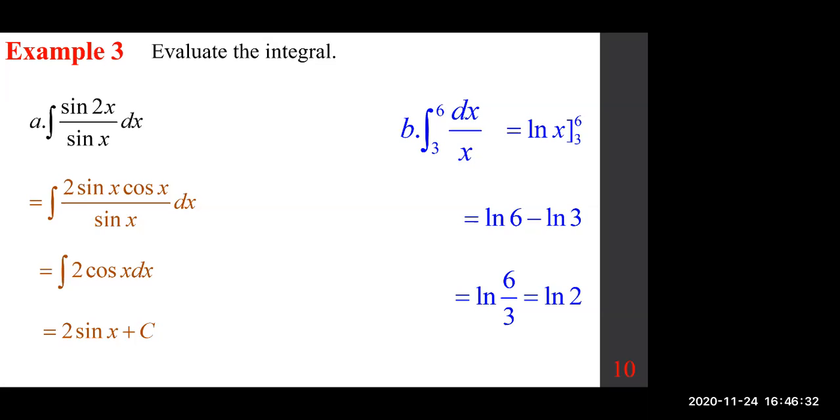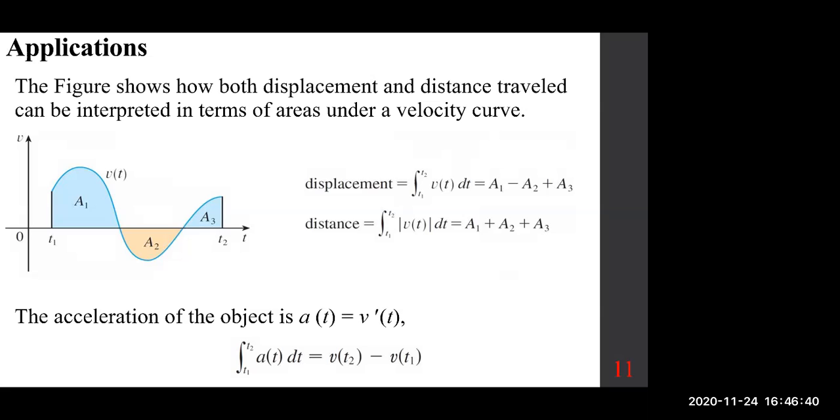All right, let's look at some applications. The figure shows both displacement and distance traveled can be interpreted in terms of areas under a velocity curve, okay? So distance is everything we cover, A sub 1, A sub 2, A sub 3. So the absolute value of v of t is integrated, but displacement is just A1 plus A3 minus A2. That one is negative. What do we mean by that?